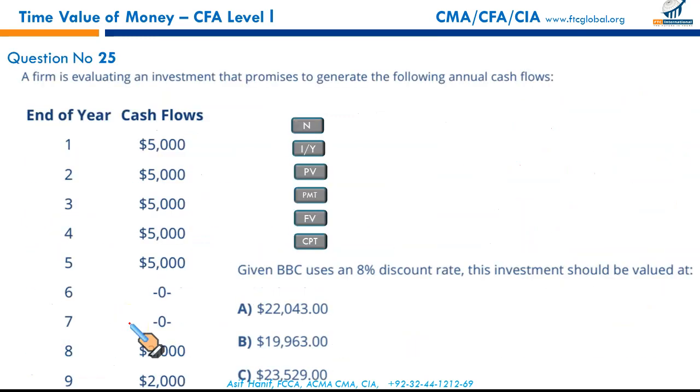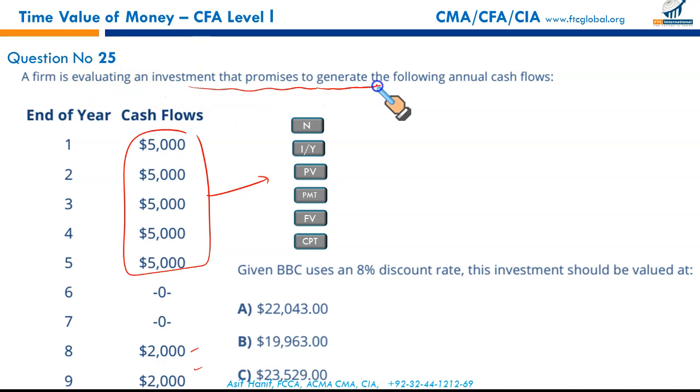Next question, number 25. Here we have some regular cash flows. Here we can apply the TVM, and for these two we can do some shortcut. A firm is evaluating an investment that promises to generate the following annual cash flows: 5,000 for the first 5 years, no cash flow for year 6 and 7, and then cash flow at year 8 and 9. What do we need? Given BBC uses 8% discount rate, this investment should be valued at the present value of this investment.